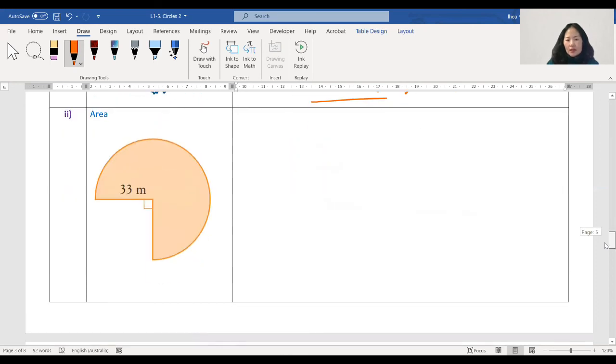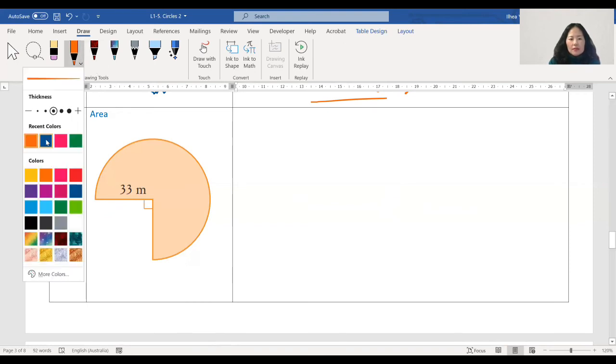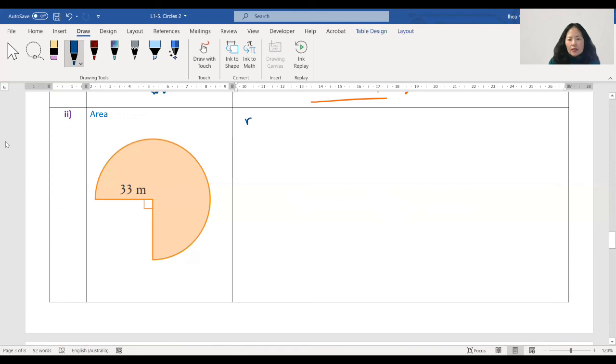Okay, so let's have a look at the area. What are we going to find here? We know that the radius is 33 meters, so I'm just going to put that in there. And also, from the previous question, we know that that's going to be 270 degrees. So we want to find the area equals pi times r squared times, we just want to know the area of part of a circle, not the whole thing.